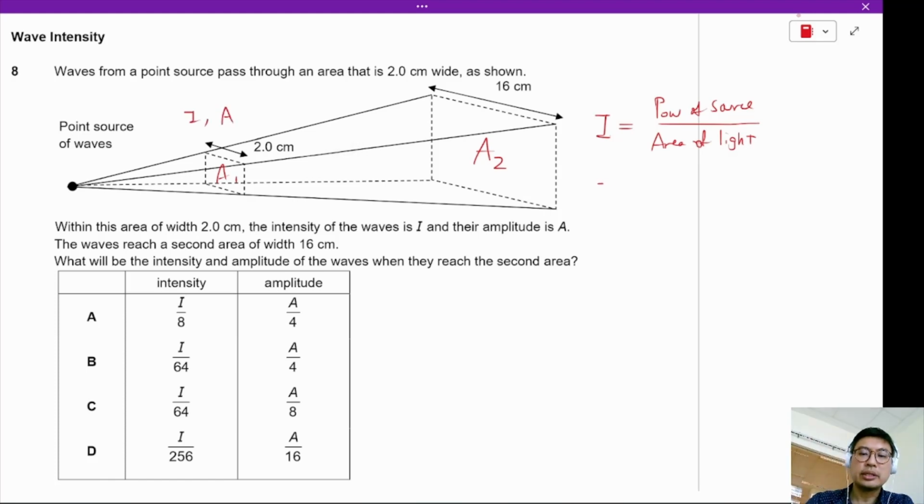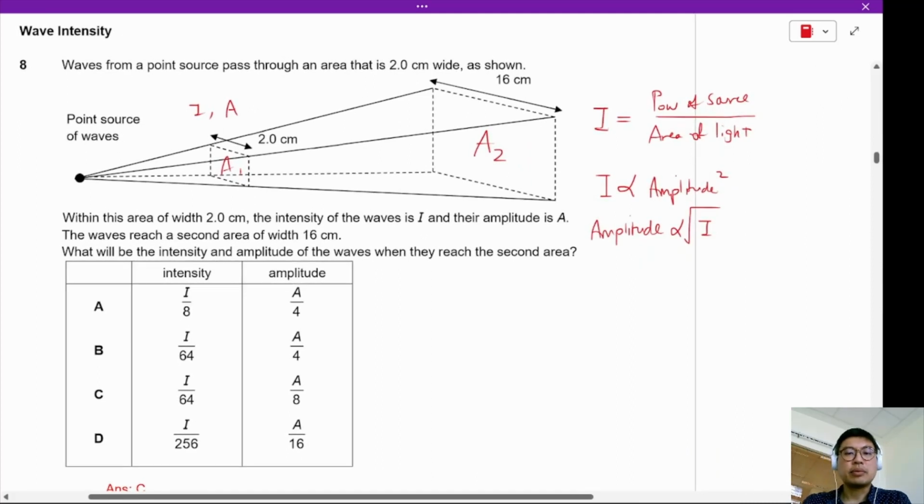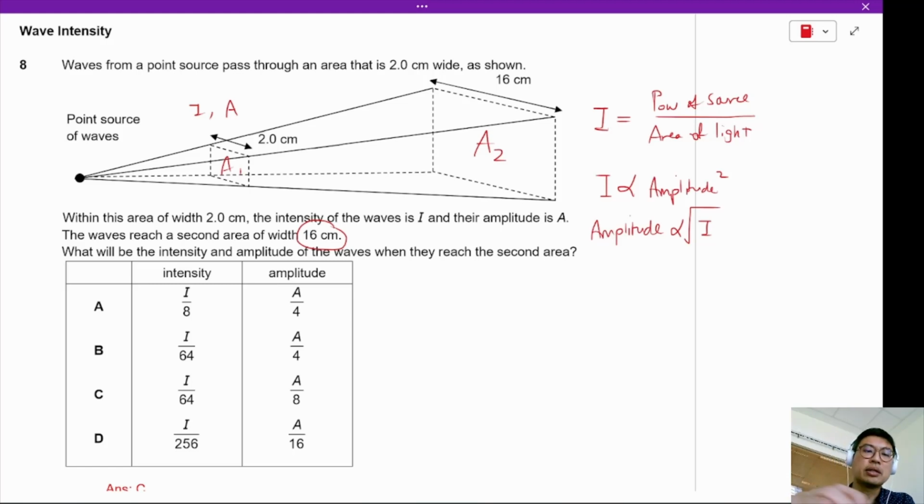Okay, so the next thing that I need to teach you is the intensity is proportional to amplitude squared. And then the amplitude is proportional to the square root of intensity. Okay, so you need to use all 3 of these ideas. Now, within this wave of 2 cm, the intensity is I and the amplitude is A. The waves reach a second area of width 16 cm. What will be the intensity and amplitude when they reach the second area? So let's take a look.